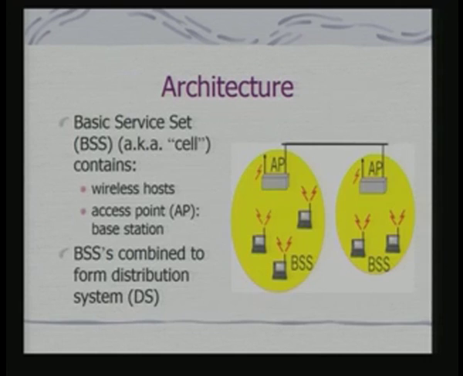So, the basic architecture is a basic service set, or a cell, which contains wireless hosts and access points. These access points can be connected to a wired LAN. Basically, this is the base model that we have already shown you, and BSSs combine to form what is called a distribution system.